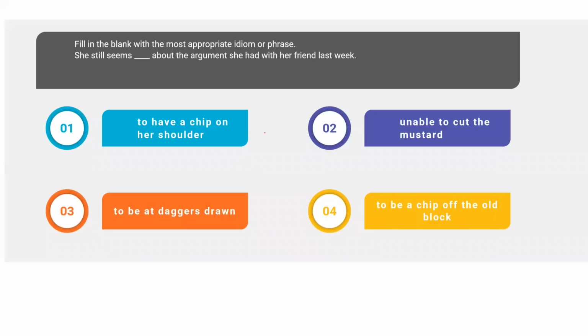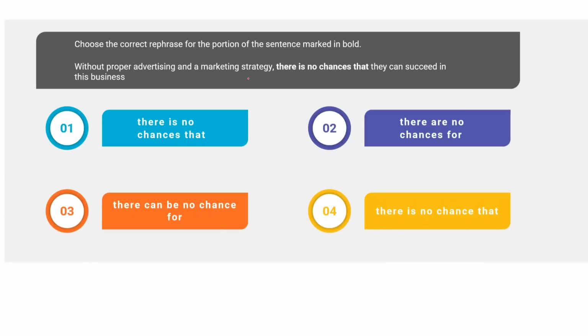Your next question. Without proper advertising and a marketing strategy, there is no chances that they can succeed in the business. The highlighted part is there is no chance, right? Now find out which of these options can replace the highlighted one. Remember, is a verb and chance is a noun. This should be satisfied, which is the very basic rule of subject-verb agreement. So if you choose is, then you must have chance, or if you choose are, then you must have chances.